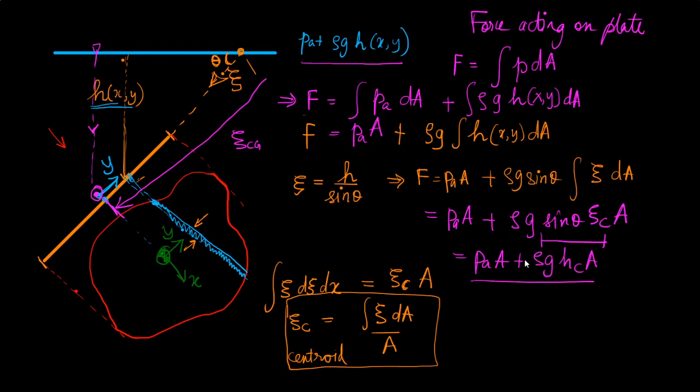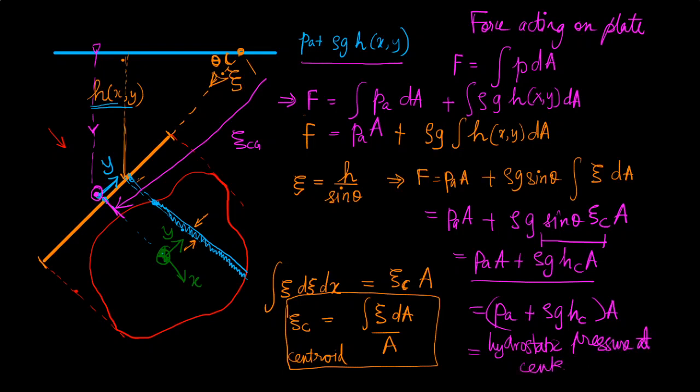Okay, so do you agree with this? Yes, sir. So once again we obtain Pa plus rho g h_c times A, that is the hydrostatic pressure at the centroid multiplied by the area. And this is the same result that we had obtained.